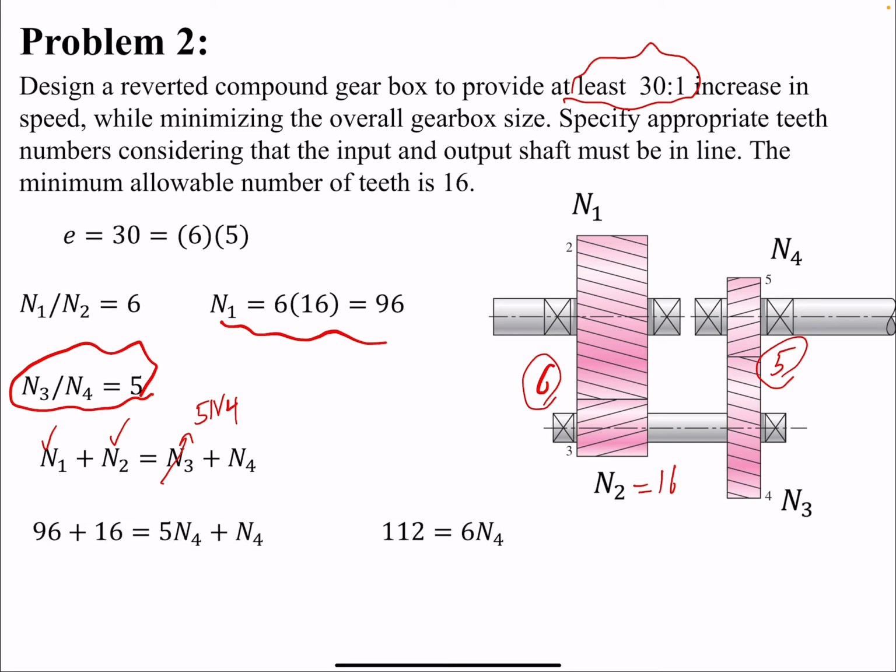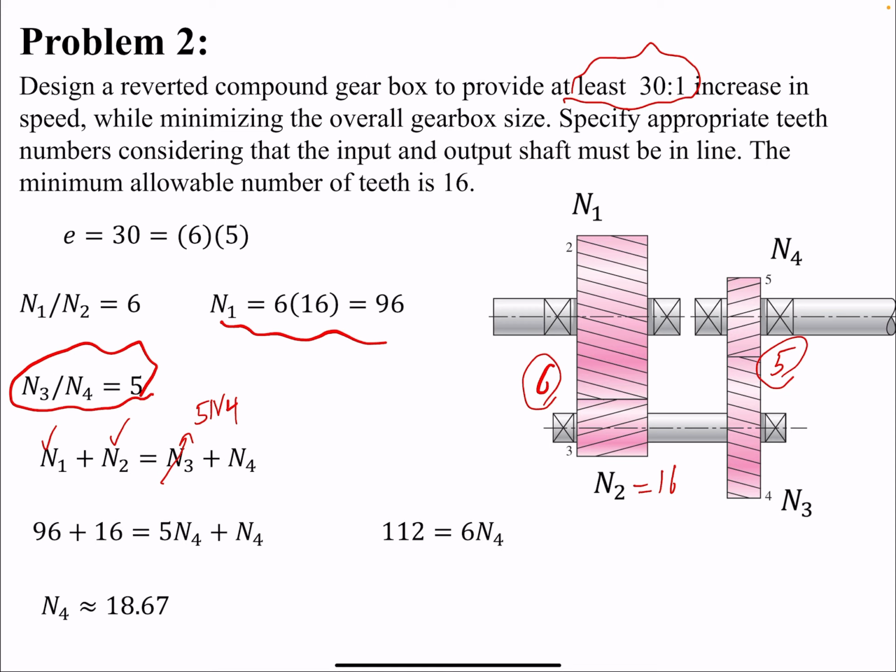And see what value of M5, M4 I get. So if I simplify that, for M4 I get 18.67. So that cannot be the number of teeth. You can't have 0.67 number of teeth. So either I need to round it down or round it up.